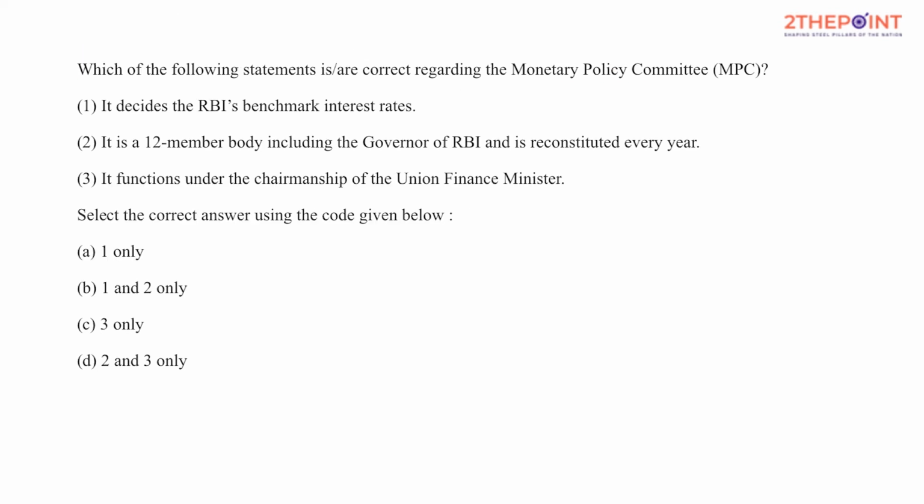Which of the following statements is correct regarding the Monetary Policy Committee? It decides RBI's benchmark interest rates, and as of now we have a bi-monthly policy review. They formulate the policy, and they review it once in a while. Okay, bi-monthly policy. It's a 12-member body? No, in fact it's a 6-member body, including the governor of RBI, and it's reconstituted every year, not necessarily. So this is wrong, and reconstituted every year is also wrong.